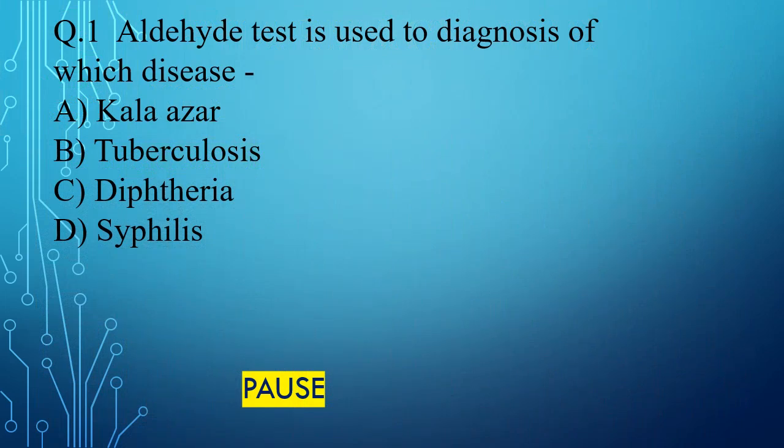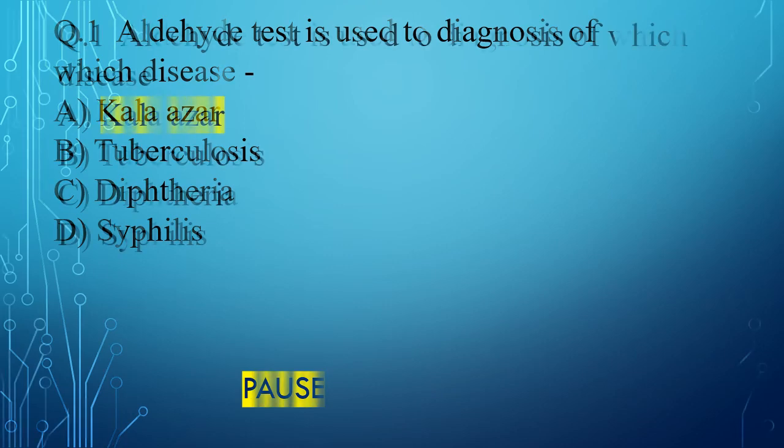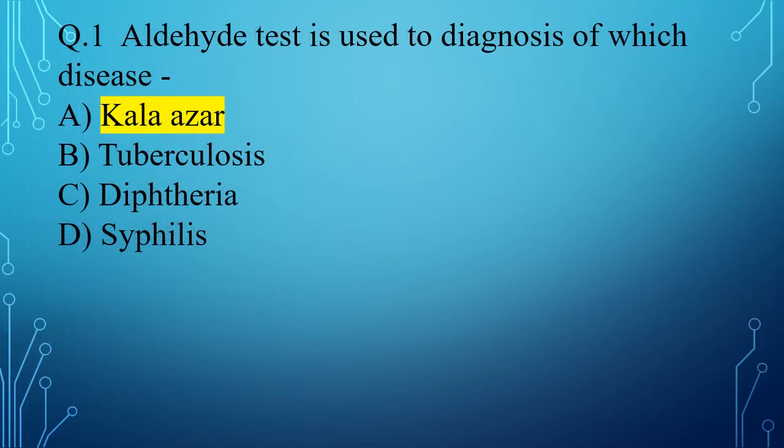First question: the aldehyde test is used for the diagnosis of which disease? Option A Kala-Azar, option B tuberculosis, option C diphtheria and option D syphilis. And the answer is Kala-Azar.